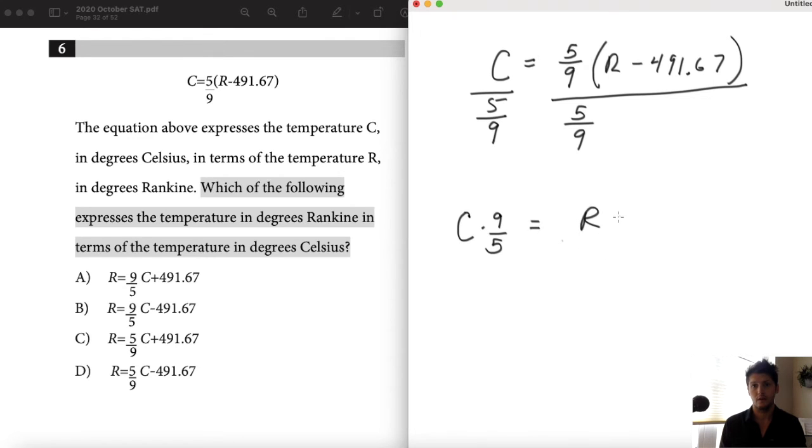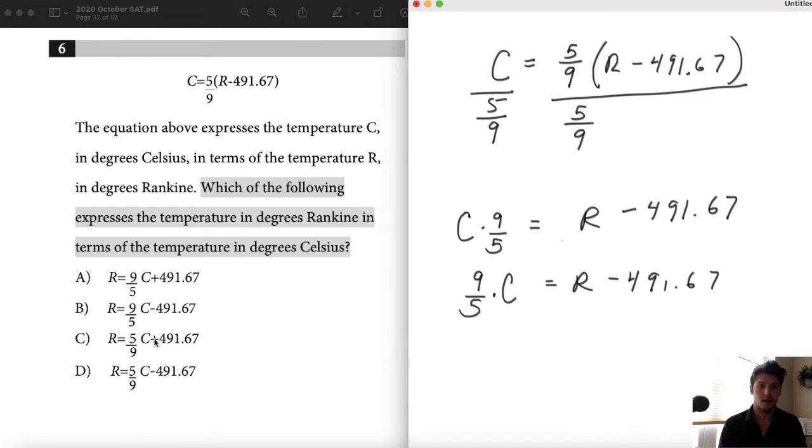You have this r minus 491.67. Now, maybe the convention would be to put the coefficient, that is the number multiplied by the variable c, in front of c. So 9/5 times c equals this business. So just writing it slightly differently. And then adding the 491.